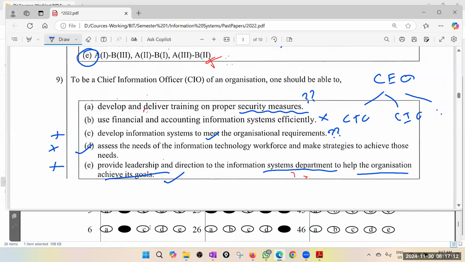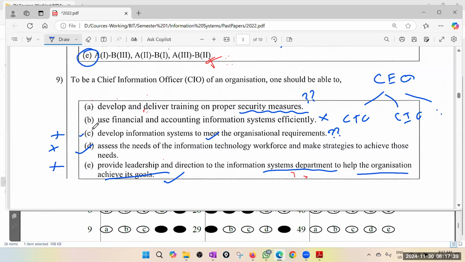What is the answer for the ninth one? The examiner has taken D and E, but has not taken C. I told you that this is somewhat related. Basically, the CIO must help, but this is not the task of the CIO. So that is why they have not taken it. Anyway, it's a debatable answer, so it can go here and there.